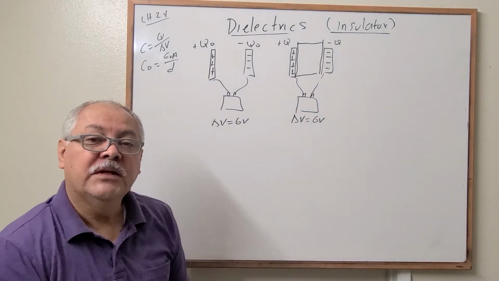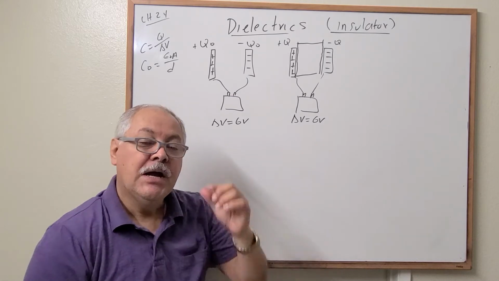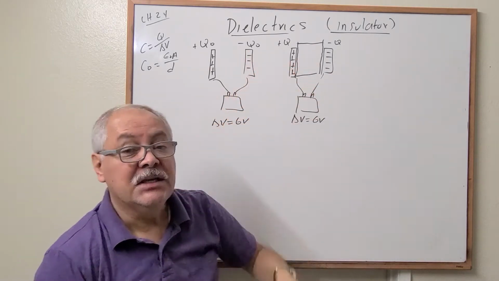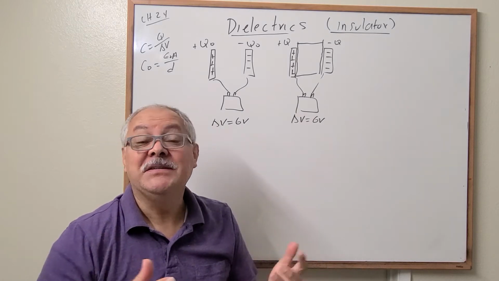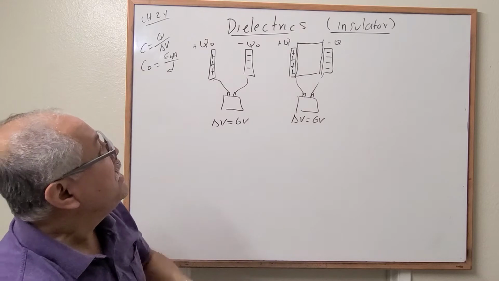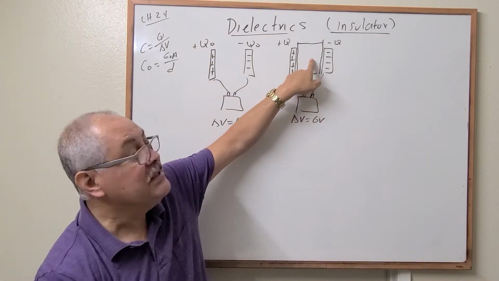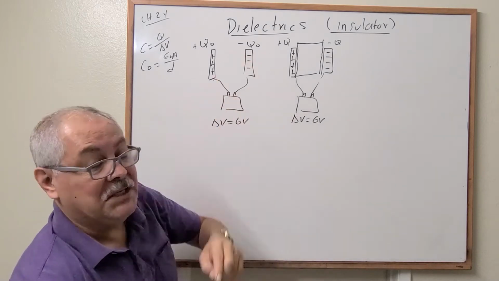Okay, let's go for the next topic. The next topic is gonna be dielectrics. Dielectrics are just insulators, like wood, plastic, paper, correct? And when these insulators are placed inside of a capacitor, the name is dielectric.